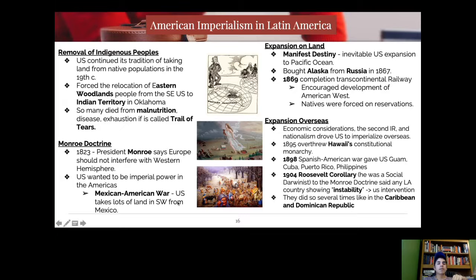The Monroe Doctrine. So after the Age of Revolutions, Monroe issues this doctrine that basically says, Europe, you need to stay out of the Americas. This is our place where we're going to influence. So it does come across as like, no, only we can intervene here.